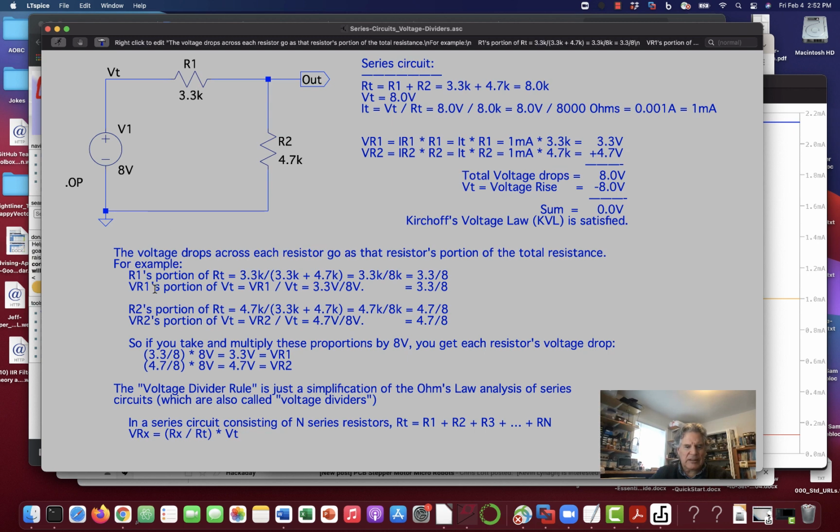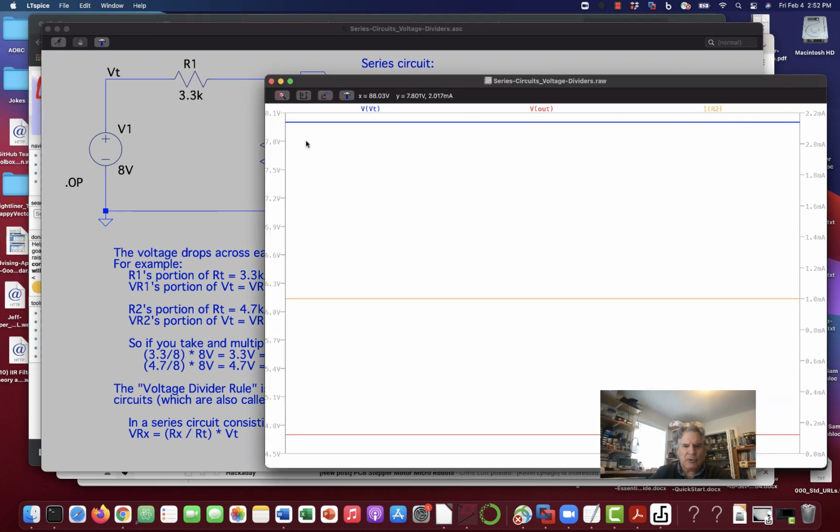Now let's look at the individual voltages here. Let me just turn to the simulation. I ran this in a simulator, and our total voltage here is 8 volts. You can see it says 7.8. This would be 7.9. This would be 8, and that is 8.1.